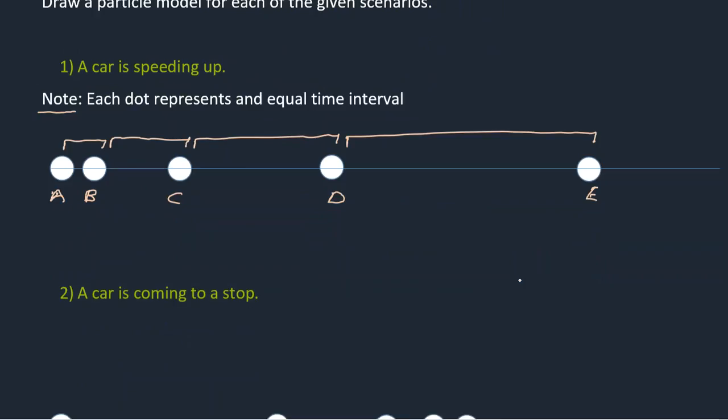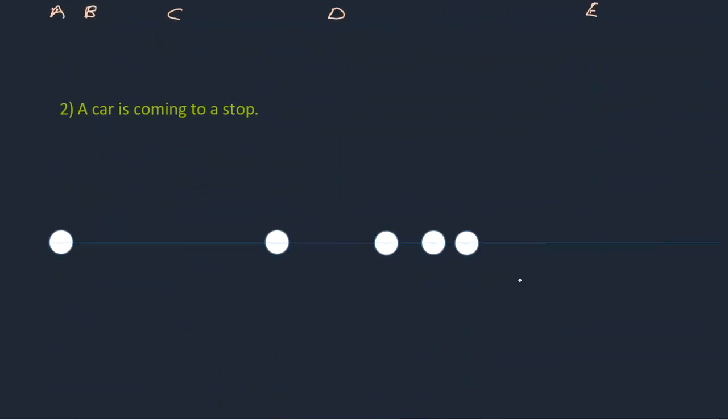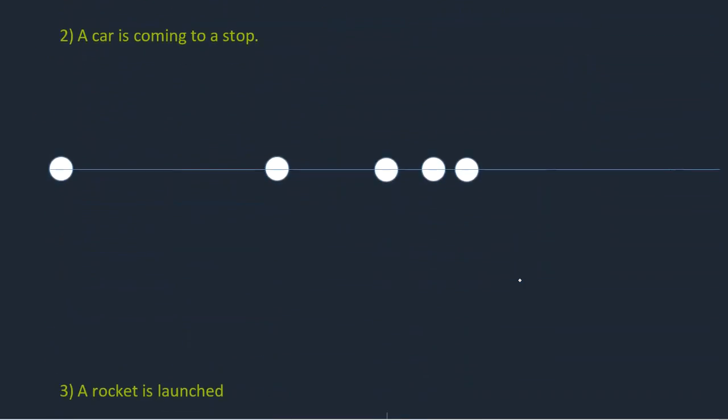Let's move on to question number 2, where a car is coming to a stop. So we can name these points similarly as A, B, C, D, and E. As you can see, the distance from A to B is quite large. However, from B to C, you can start seeing it decrease, and from C to D, the distance is even less, and from D to E, it's relatively small.